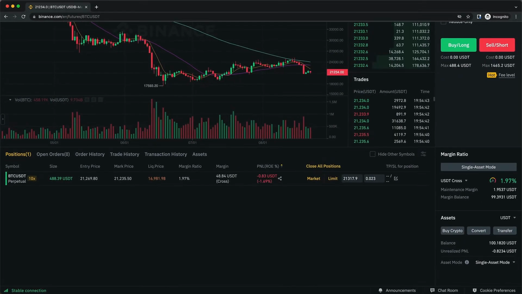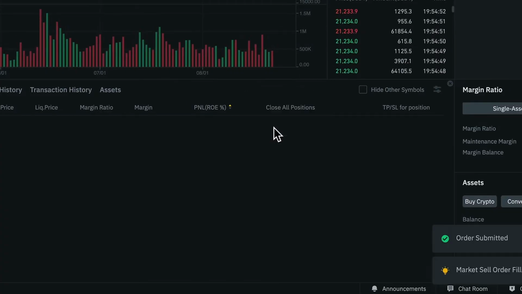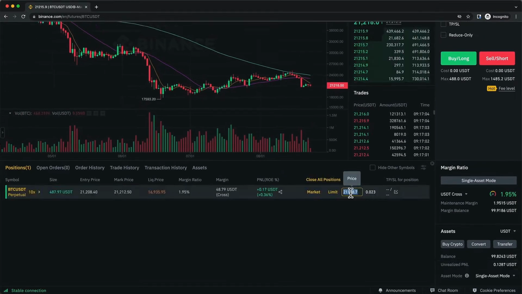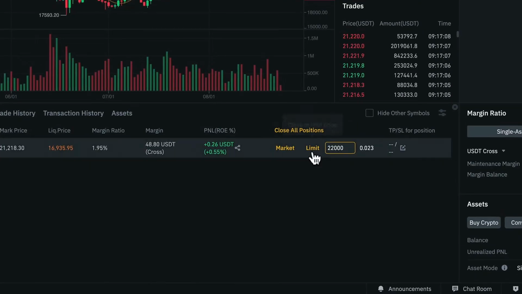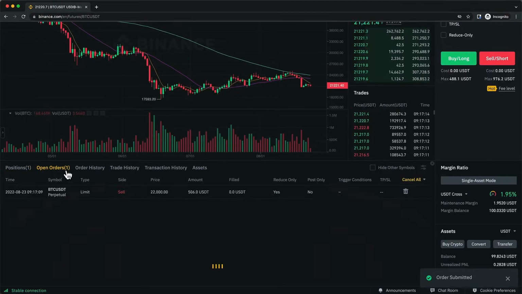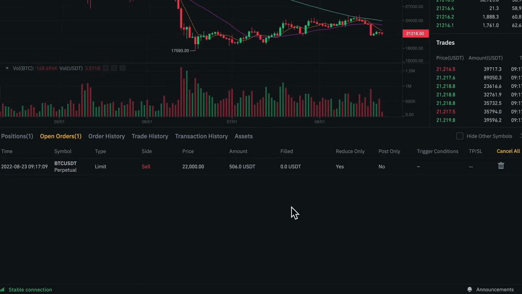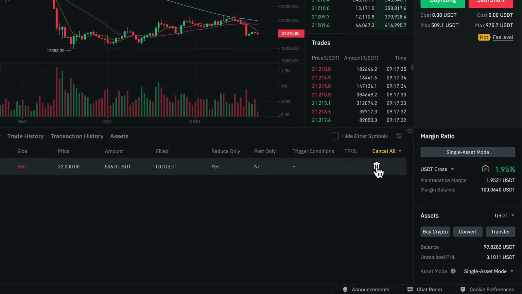If we want to get out of a trade and close our position, there are a few ways how we can do that. The quickest way is to simply click on Market, which will close our position immediately at the best available price. Or we can set our target price here and click on Limit. And that will put a limit sell order in the system, which we can see here under Open Orders. Once the future price hits our limit price, our position will be closed immediately. Of course, we can also cancel any of our open orders by just clicking on the trash bin right here.